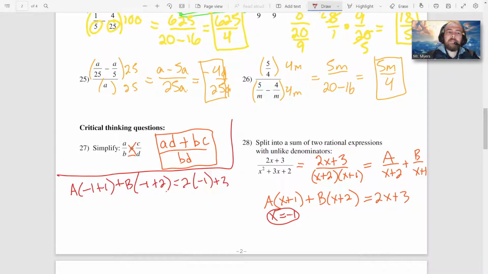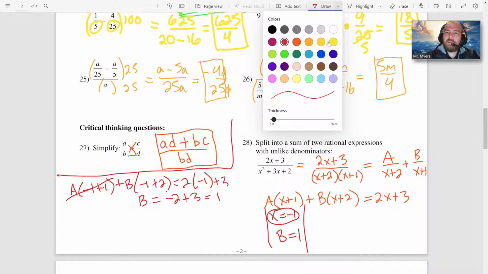And that looks kind of complicated, but the thing is, this cancels. And then this would just be b, because -1 plus 2 is 1, so that's b is equal to -2 plus 3, which is 1. So b is 1. We know what b is. b equals 1. Okay, not bad. That actually simplified pretty well.